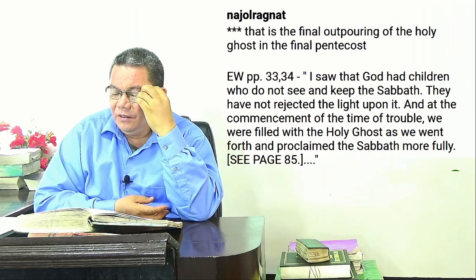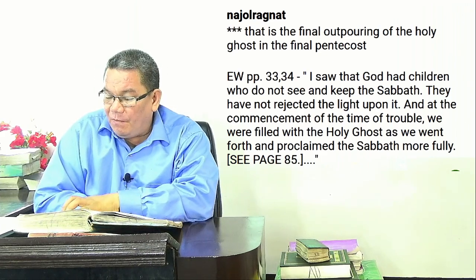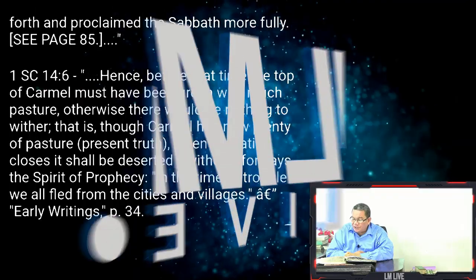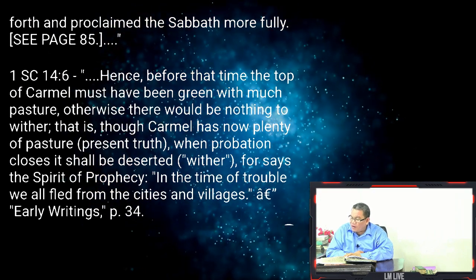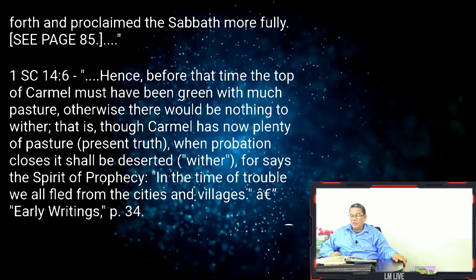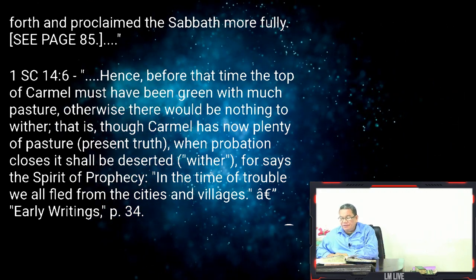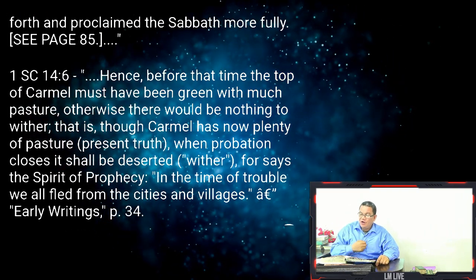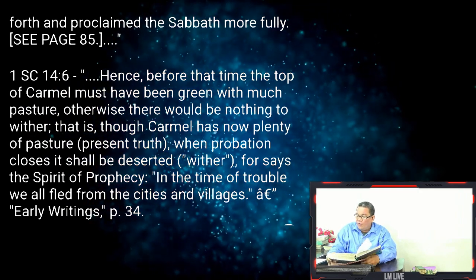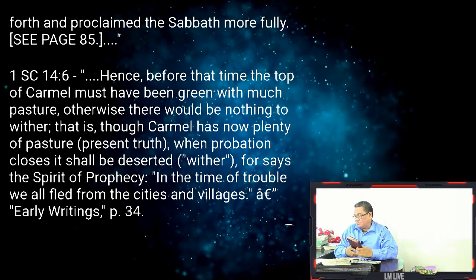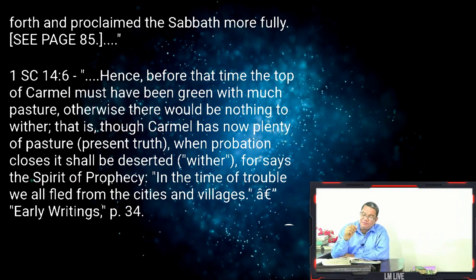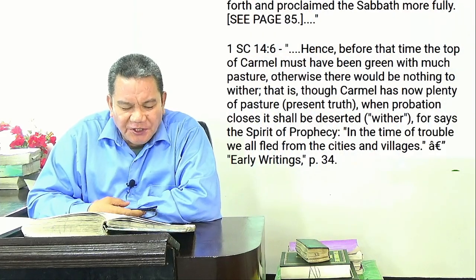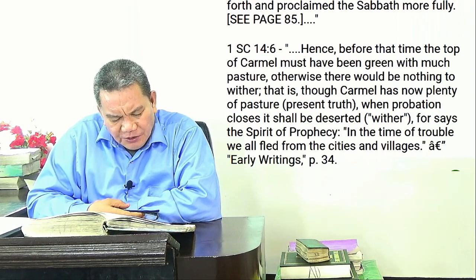I would like to read. Hence, before that time, it says, the top of Carmel must have been green with much pasture. Otherwise, there would be nothing to wither. That is, though Carmel has now plenty of pasture, present truth, when probation closes, it shall be deserted, meaning it will be withered. For says the Spirit of prophecy, in the time of trouble, we all fled from the cities and villages. Now let us focus first on this portion. Truth is truth and sense is sense. 1 TG number 6, page 32. Let us have them both.